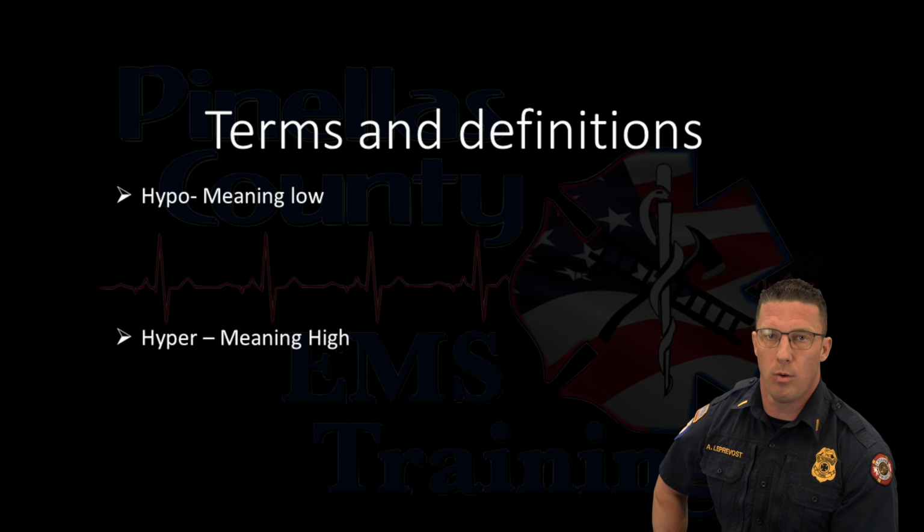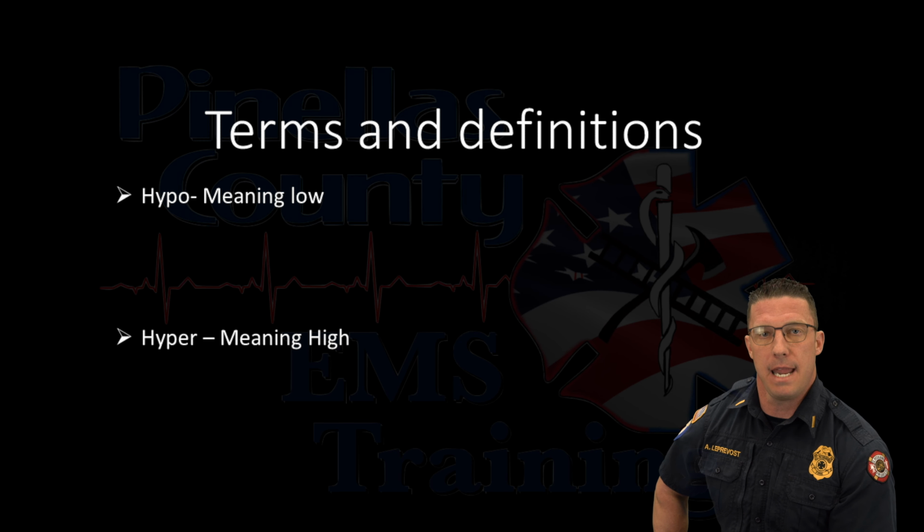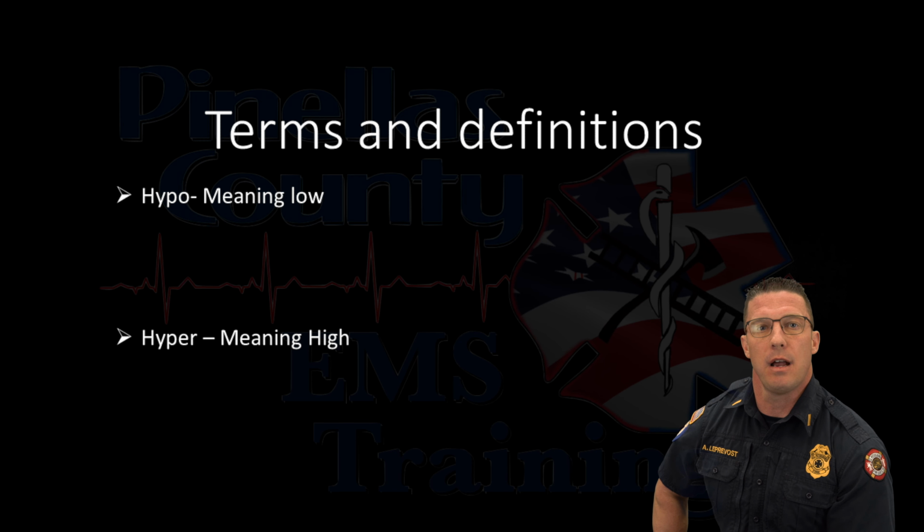The term hypo means low, so if there is a hypo in front of an electrolyte name, it means that the levels in the body are below the normal range. The opposite of this would be hyper in front of the electrolyte name. This means there is an above normal range of the electrolyte in the body. Now that we have a little more familiarity with these terms, let's review the actual electrolyte names as they will appear with hypo or hyper in front of them.